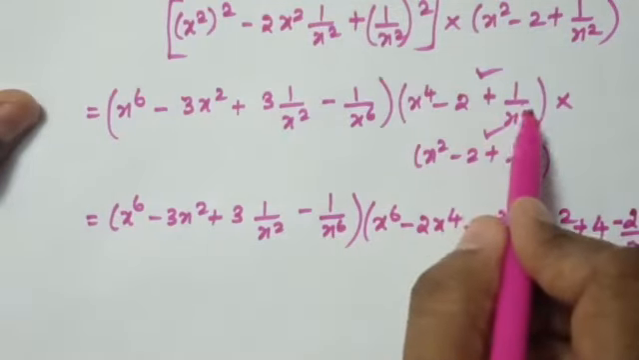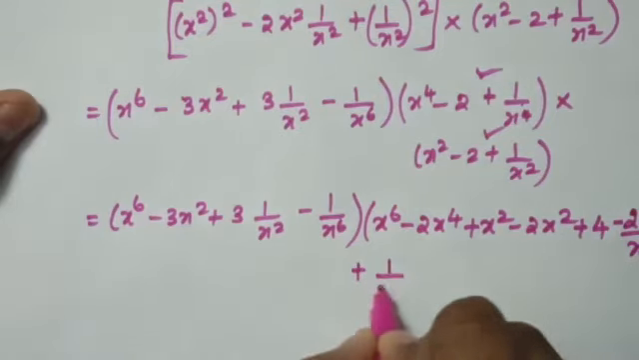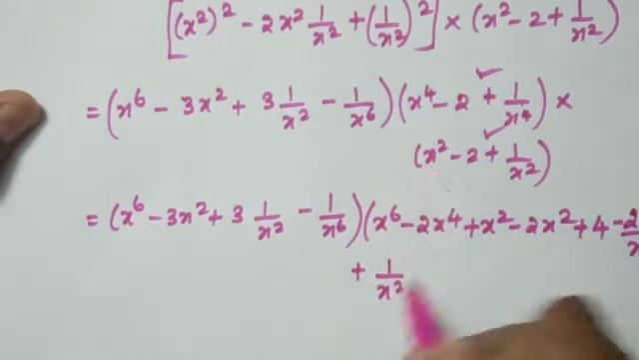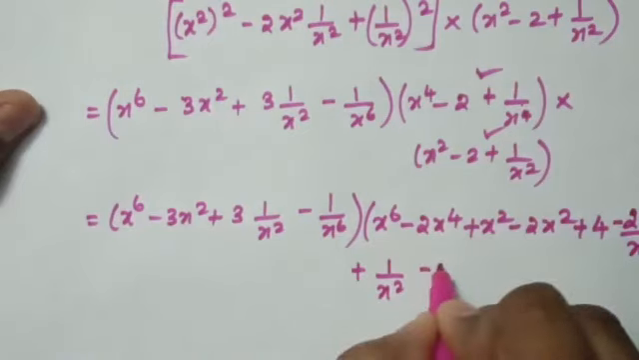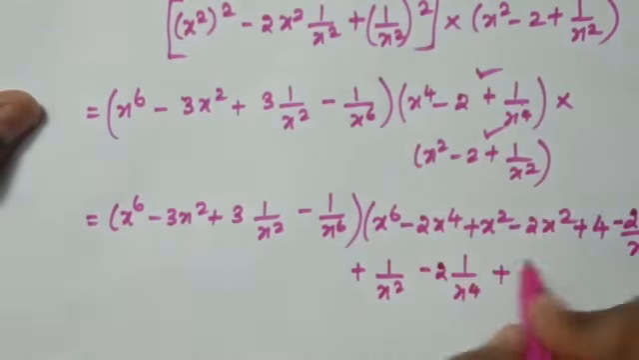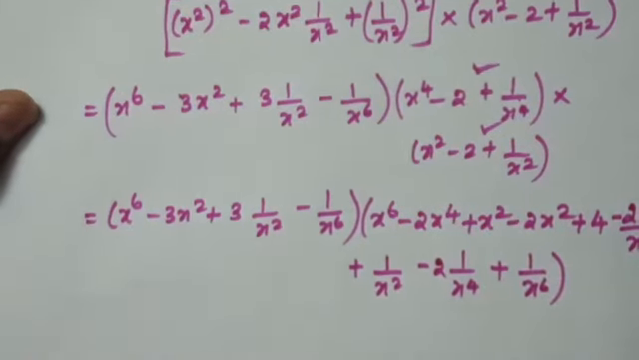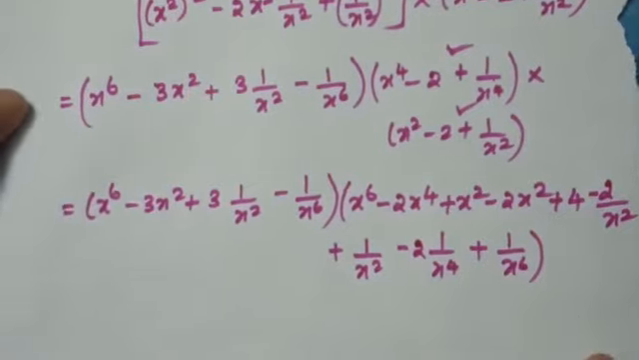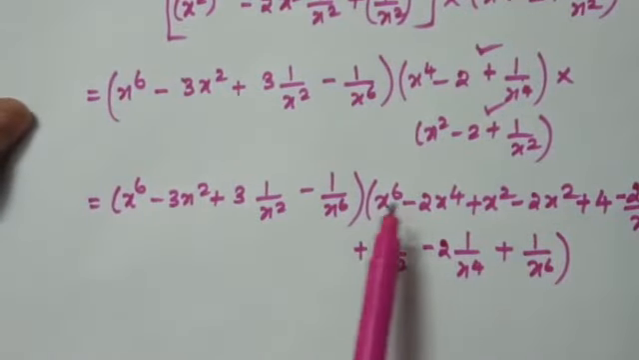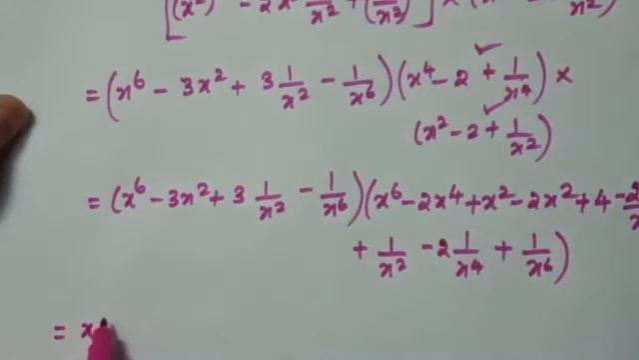So next you have to multiply by 1 by x power 4, so you will get 1 by x squared. 1 by x power 4 into x squared is 1 by x squared. So here you will get 2 into 1 by x power 4 plus 1 by x power 6. So next you have to multiply these two terms. Here we have x power 6 and x power 6, so you will get x power 12.